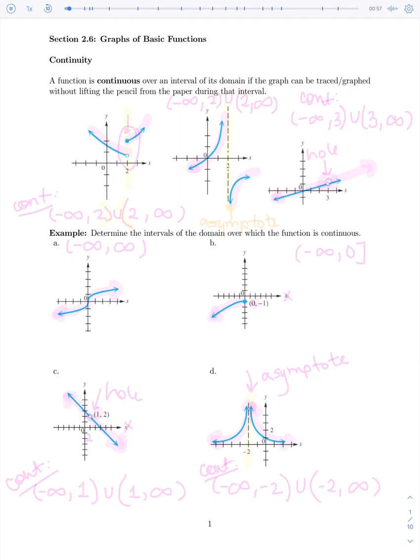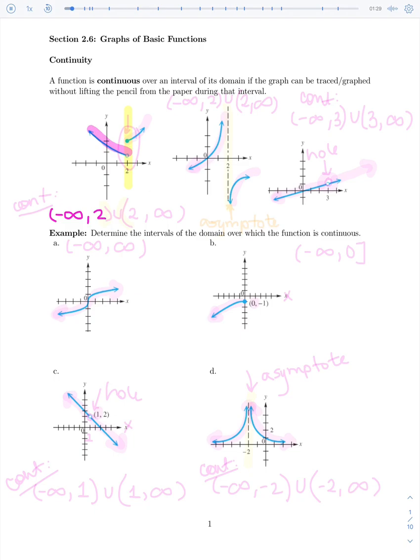If you were trying to trace the graph from left to right, you'd have an issue here at 2 because you'd have to pick up your pencil at 2 in order to continue tracing. So to trace this graph, you would start on the left-hand side where the arrow is and continue up to 2. That means if you were writing this out as an interval, you would go from negative infinity up to 2. Now the idea is you cannot include 2.